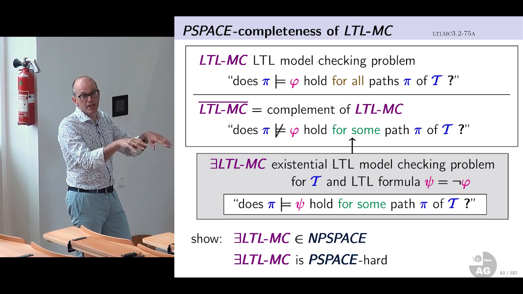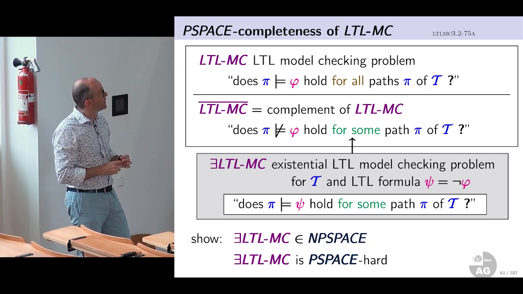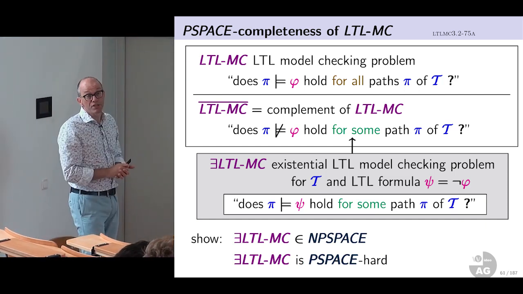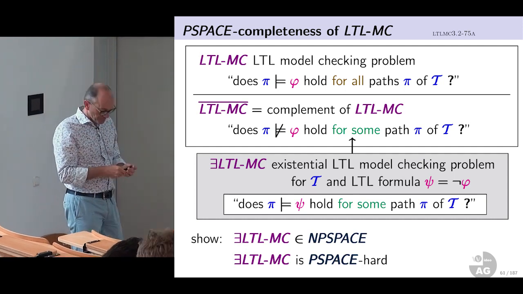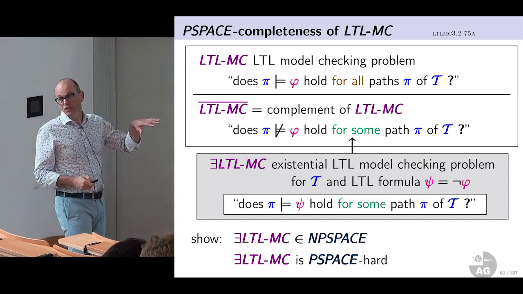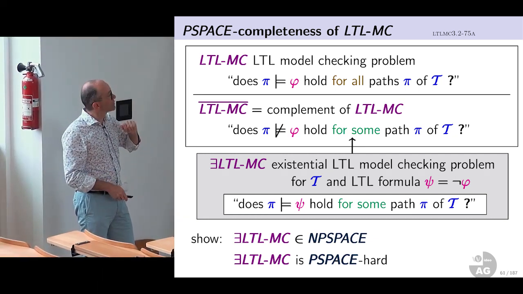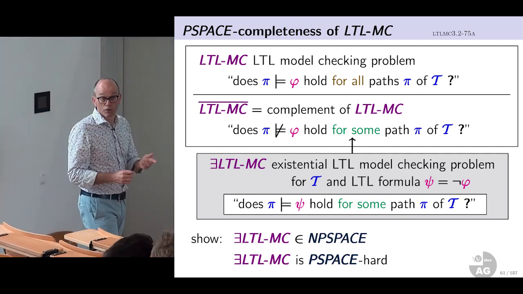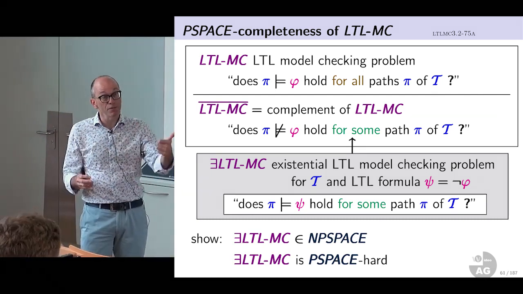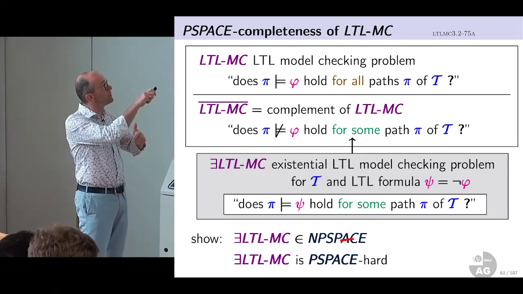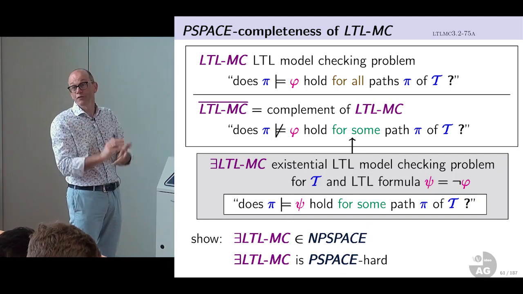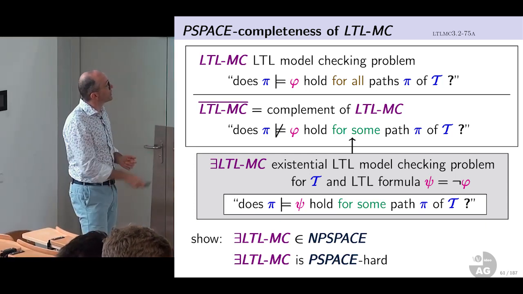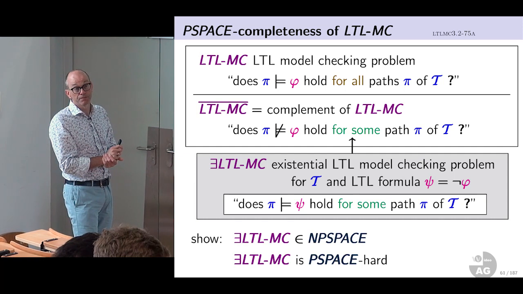NPSPACE is the same as PSPACE, it's the same as the complement. All these things are the same. And we show, and that's the hardest part, that the existential LTL model checking problem is PSPACE-hard. Good. Let me first sketch, and I really don't want to spend too much time on this, the details are in the slides, that this problem is in NPSPACE. So we want to show it's PSPACE-complete, so we have to prove it's in PSPACE. PSPACE is the same as NPSPACE, so if we have proven the first thing, we are done with the first constraint. Then we have to show it's PSPACE-hard. Second part.